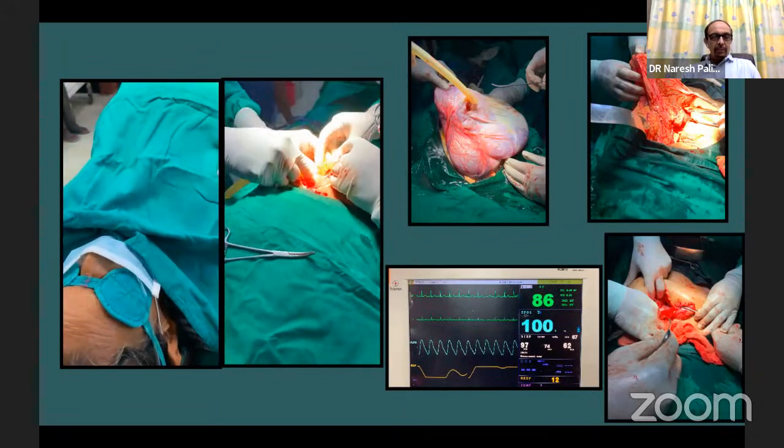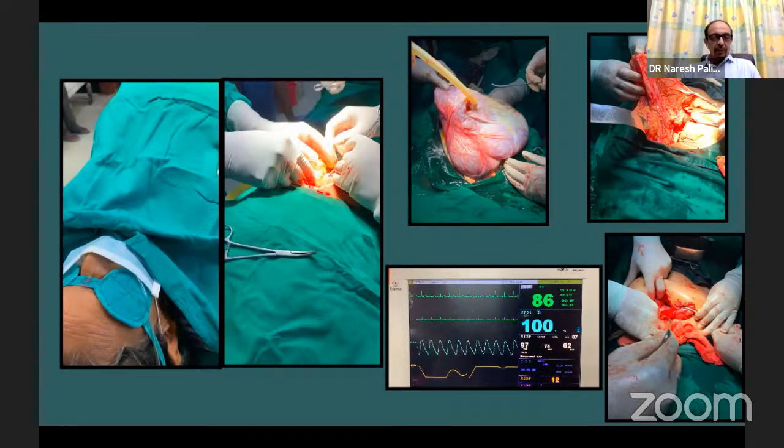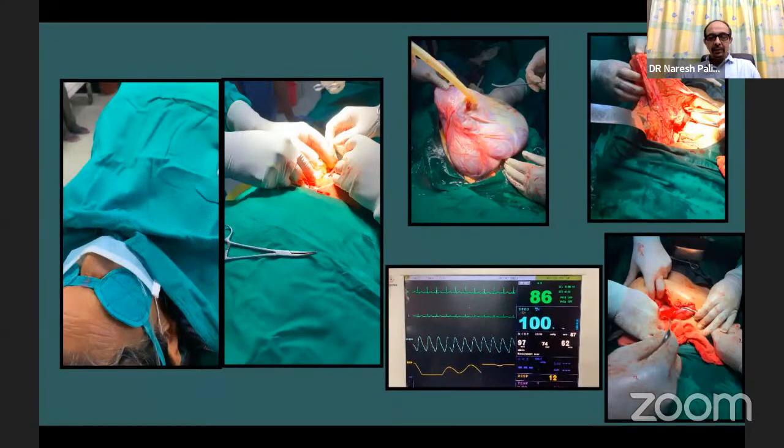Her cyst had to be ruptured. It was such a huge cyst, even with a full length incision, you cannot remove it. Her cystectomy, omentectomy, and hysterectomy was performed.